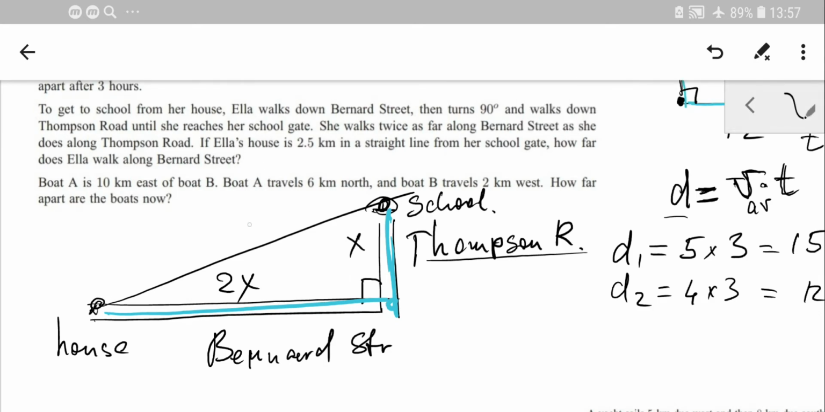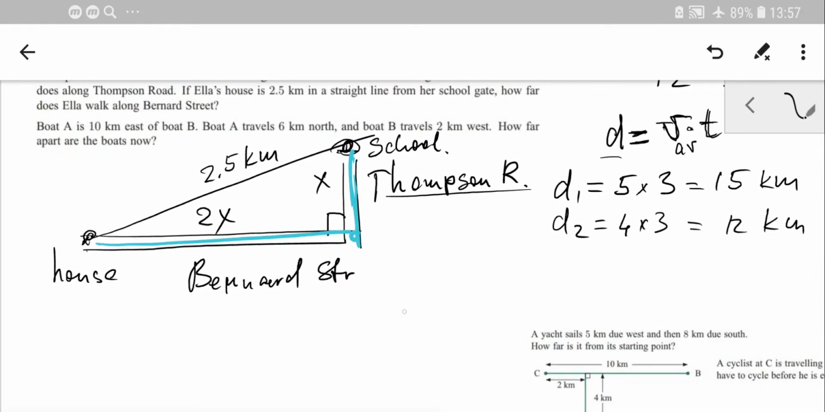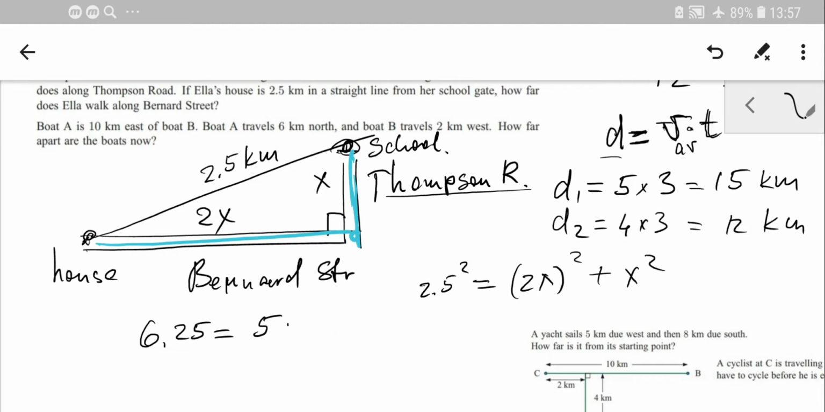Elle's house is 2.5 km in a straight line from her school gate. How far does Elle walk along Bernard Street? So we need to find 2x. But first of all, we complete Pythagoras theorem, so we'll get the following: 2.5 squared equals 2x squared plus x squared. In order to calculate, 2.5 squared, we'll get 6.25 equals 5x squared.